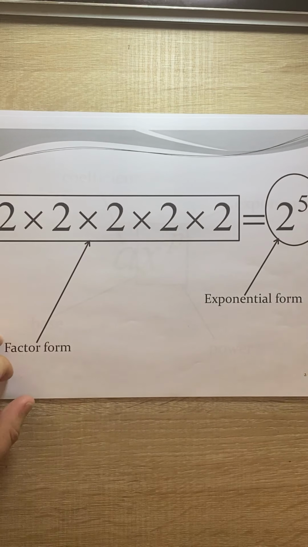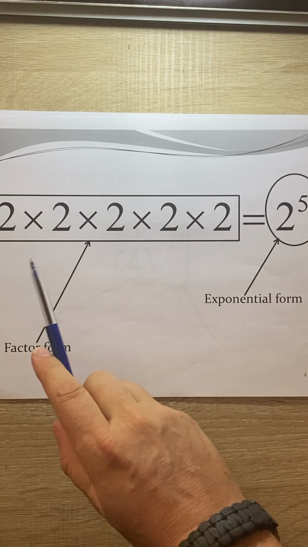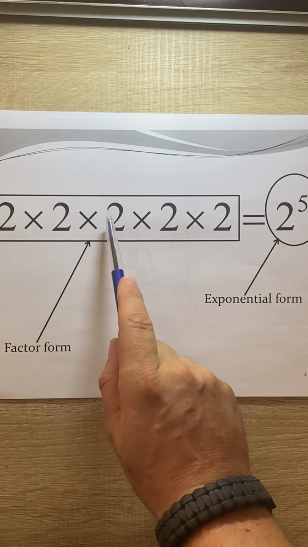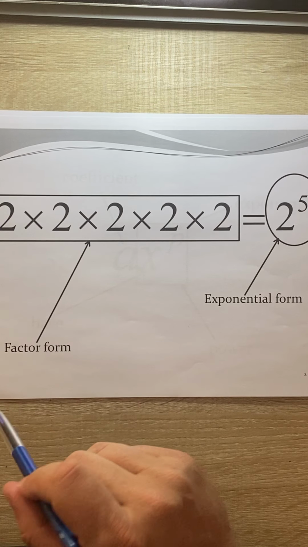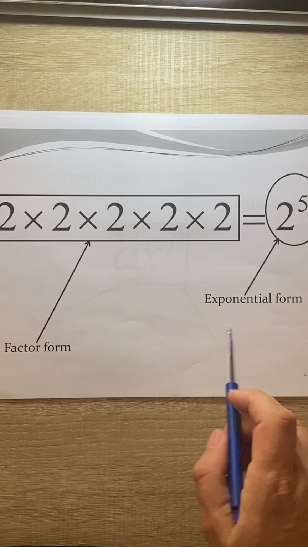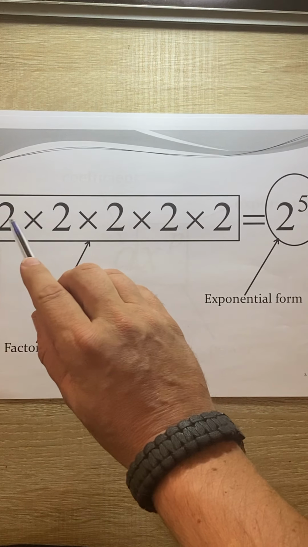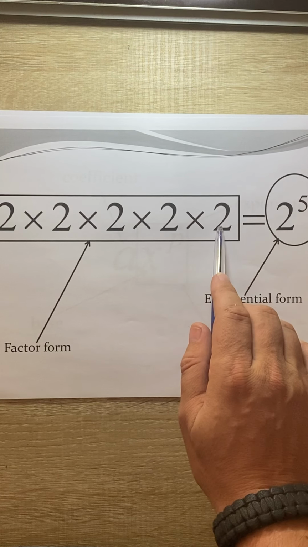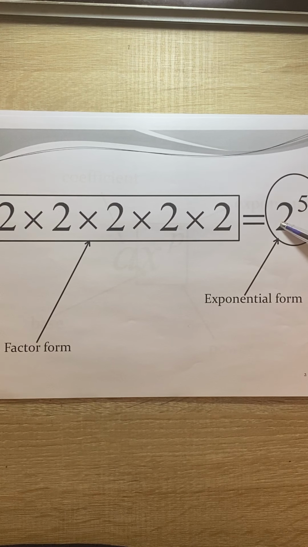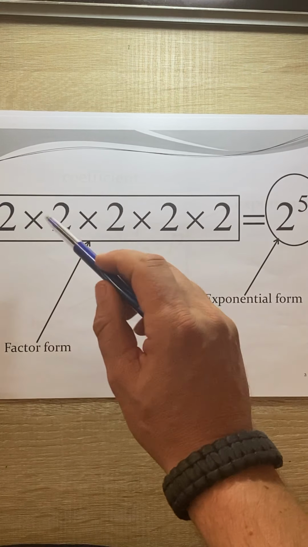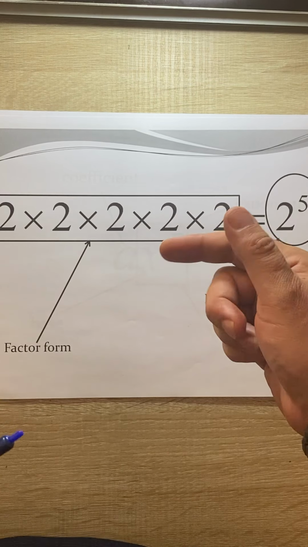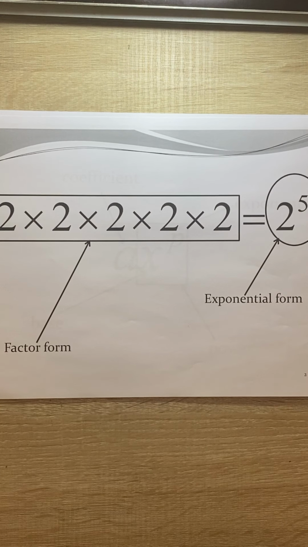Okay, so if you remember, you've got something like this where you've got your factor form, 2 times 2 times 2 times 2 times 2. And what we can do is we can write it in exponential form. We just count how many 2's we have. 1, 2, 3, 4, 5. So basically we say it's 2 to the power of 5, okay? And this 2 to the 5 means this. You're going to take 2 multiplied by itself 5 times, okay?